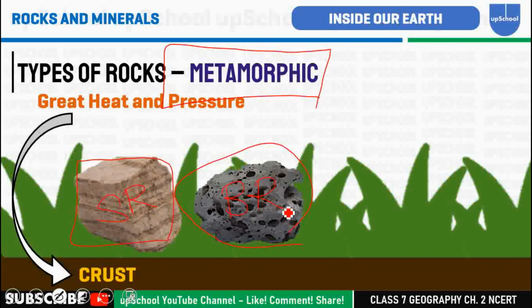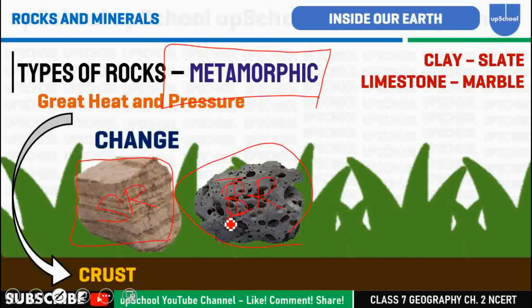Sometimes, due to great heat and pressure from the crust, this sedimentary rock and this basalt rock, or this igneous rock, can actually change into a whole new different rock. The mineral particles, due to great heat and pressure, can change, and they'll change the entire rock to a new rock, and this rock is known as metamorphic rock.